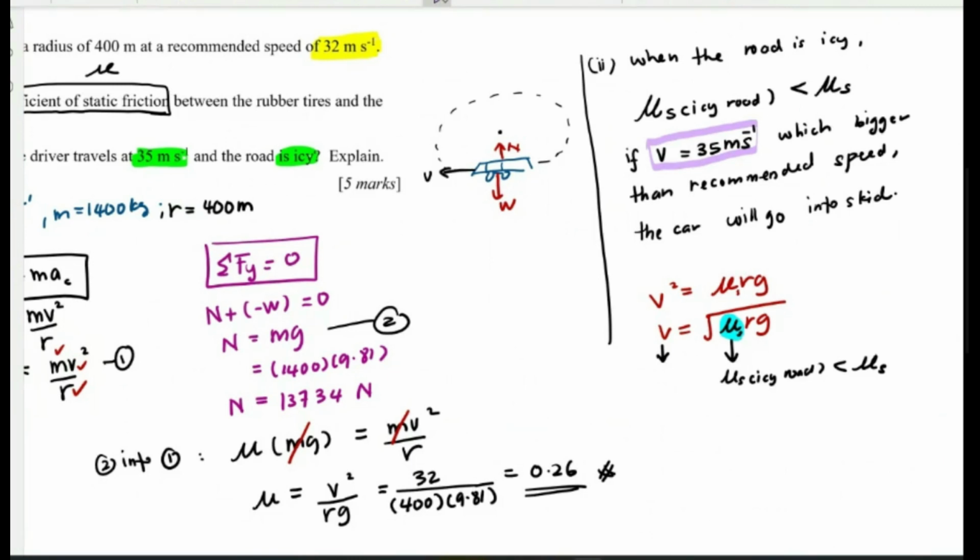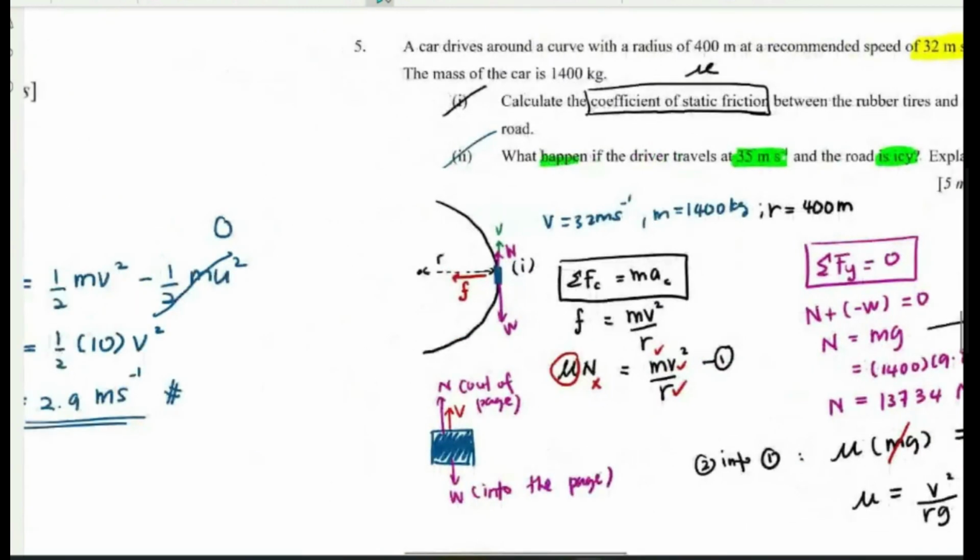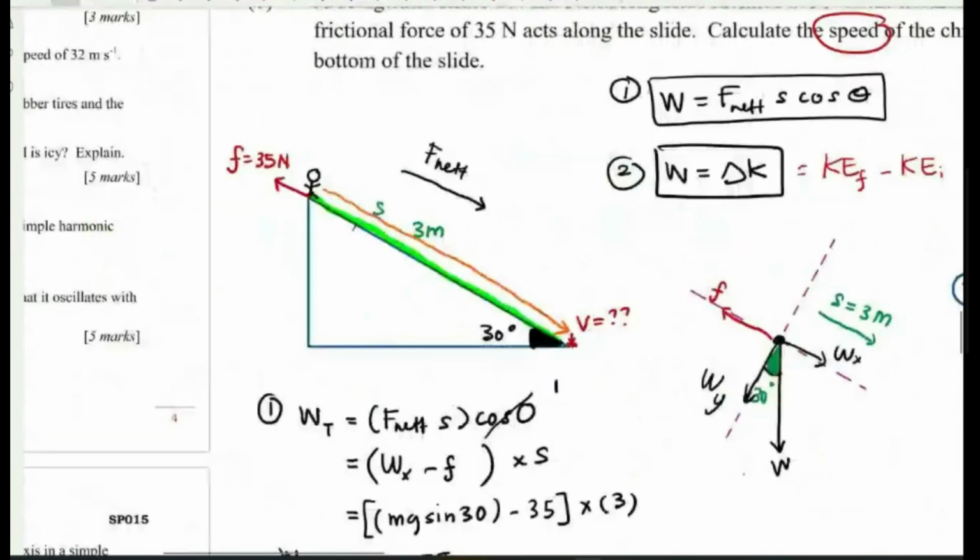Okay, so what happen? Sepatutnya dia kena lagi kecil daripada 32. Tapi dia besar pula, 35. Sepatutnya V ni dia kena lebih kecil. Okay, V should be smaller than 32 meter per second. And then what happen if V is bigger than 32? So the car will go into skid. Okay, so this is the answer. Boleh faham? Faham, madam. Okay. Alright, so finish question number 5.